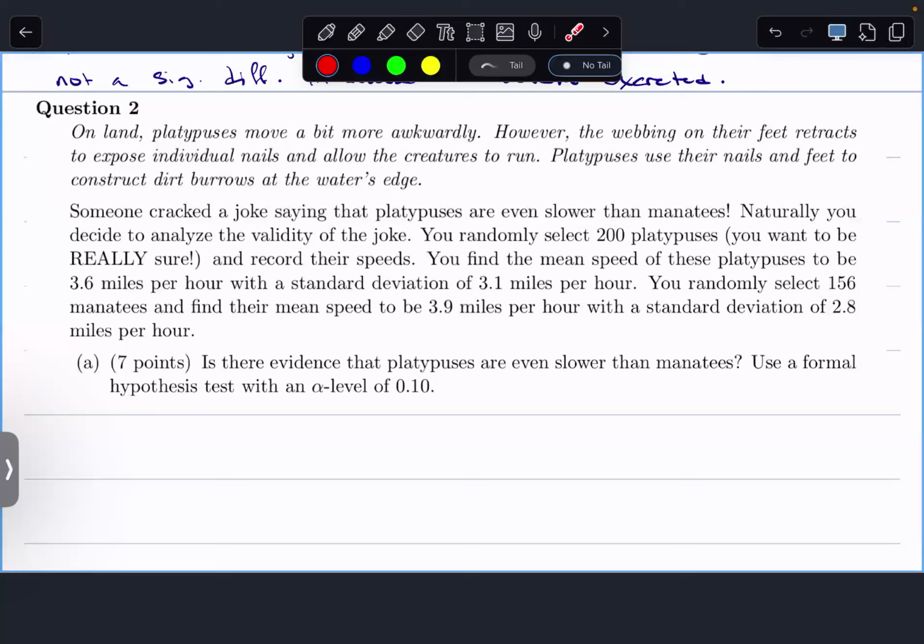What type of question is this? I've got platypuses, I've got manatees, I have a mean and a standard deviation for both groups. So I've got 2 independent sample means because these are measurements on platypuses and there's no natural way to link them. You're not going to be matched with this manatee, right? And that's okay. We just take a step back and we compare them as 2 independent groups. And so the type here, most importantly, is 2 independent sample means.